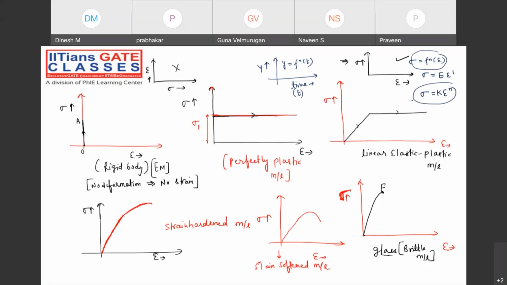right? Anybody have any idea about this first one? When the power is 1, that is Hooke's law. When the power is n, anybody know this law? Sigma equal to k into epsilon to the power n? Tell me, guys, participate. You might have learned each and everything in BTech also, in the production subject. Please let me know as quickly as possible.